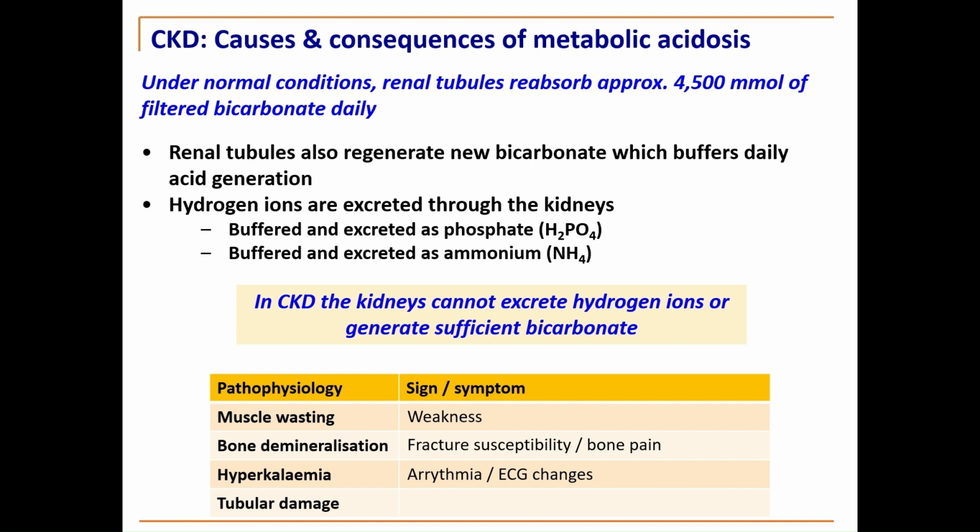And finally, tubular damage. As we've already talked about, acidosis promotes inflammation and fibrosis in the kidney, therefore worsening nephron loss and causing further abnormalities in your UNEs, your urea and electrolytes that you measure during chronic kidney disease. That's urea, creatinine, potassium, and sodium, the classic UNEs, or UECs as some countries call them.